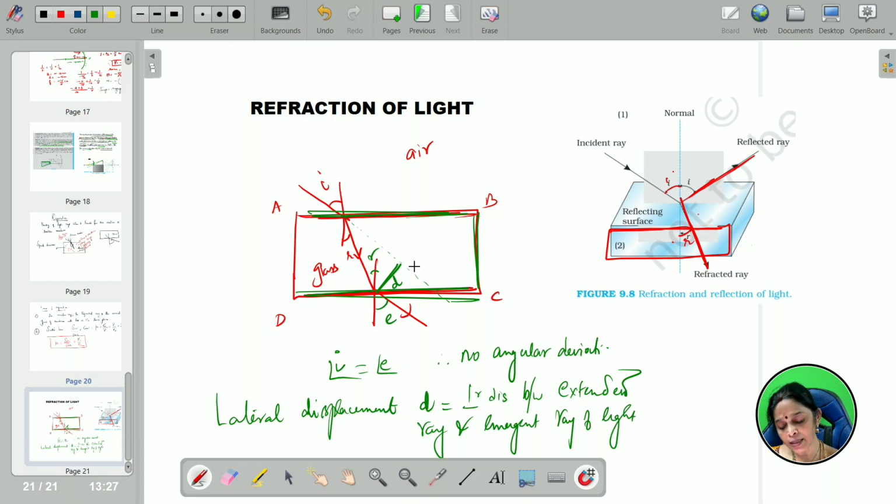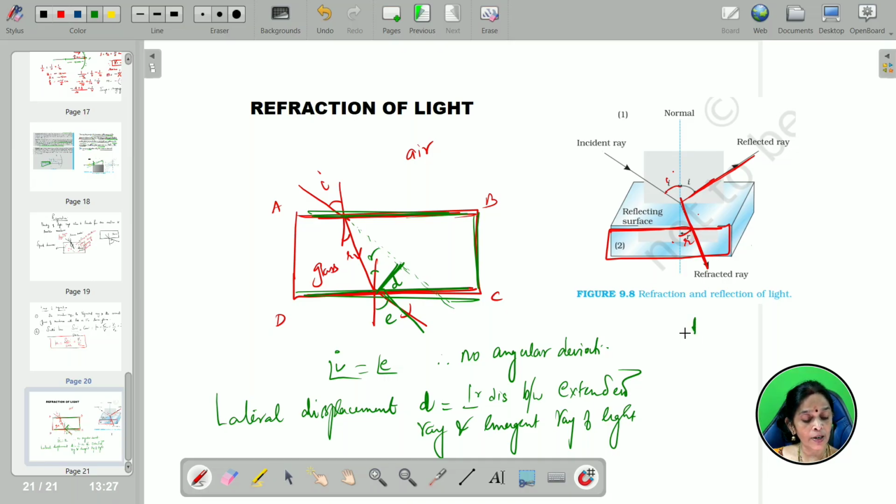So you have to extend this incident ray at the back, and then here this is the emergent ray of light. That distance, the perpendicular distance, you call it lateral displacement. You can also derive the lateral displacement equation, but that's not required. If you want, you can just learn the formula.